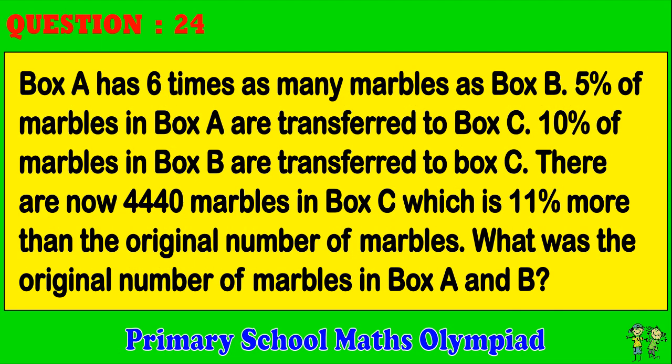Question 24. Box A has 6 times as many marbles as Box B. 5% of marbles in Box A are transferred to Box C. 10% of marbles in Box B are transferred to Box C. There are now 4,440 marbles in Box C, which is 11% more than the original number of marbles. What was the original number of marbles in Box A and B?